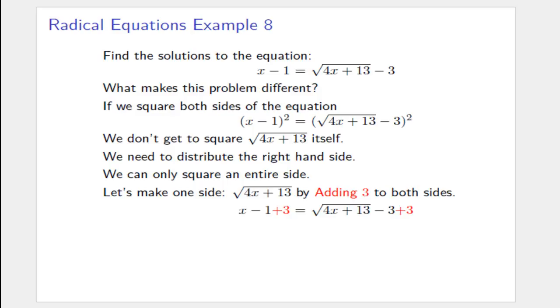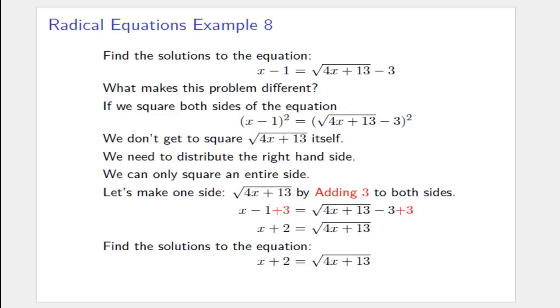This gives us x minus 1 plus 3 equals the square root of 4x plus 13 minus 3 plus 3. But minus 3 plus 3 is just 0, so the right-hand side is the square root of 4x plus 13. While on the left, negative 1 plus 3 is 2, so we have x plus 2. Now we need to find the solutions to x plus 2 equals the square root of 4x plus 13. And this is similar to the problems that we did before.